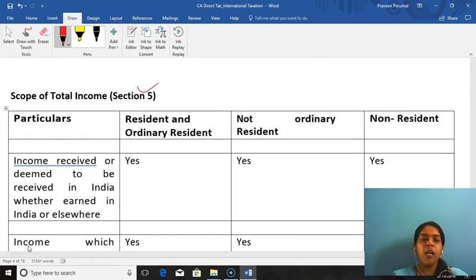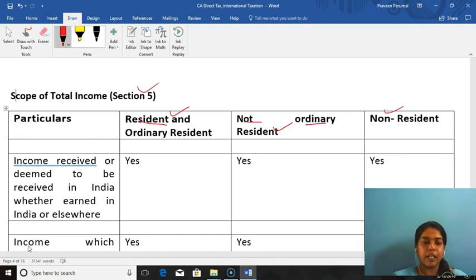We'll see how. The scope of total income, though it comes in international taxation, is also studied in the initial chapters as well. But let us check it out once again. Now, three columns are here: resident and ordinarily resident, resident but not ordinarily resident, and non-resident.